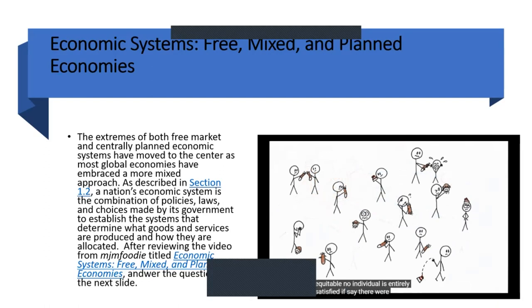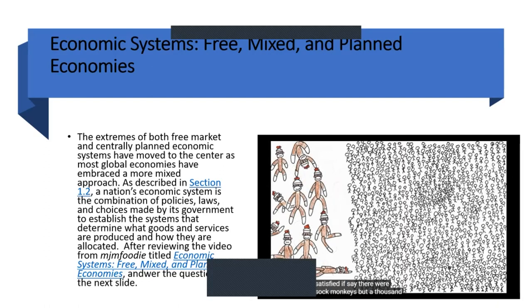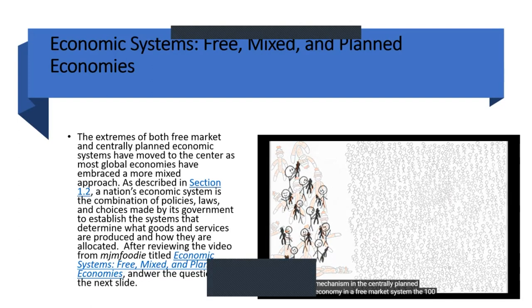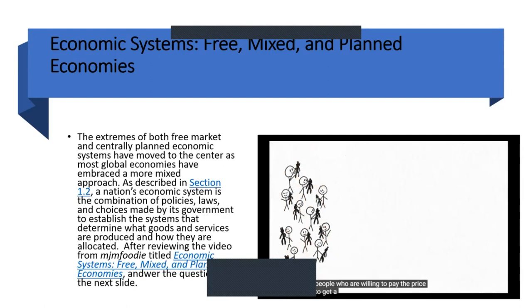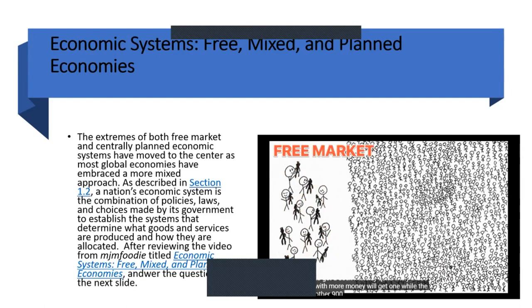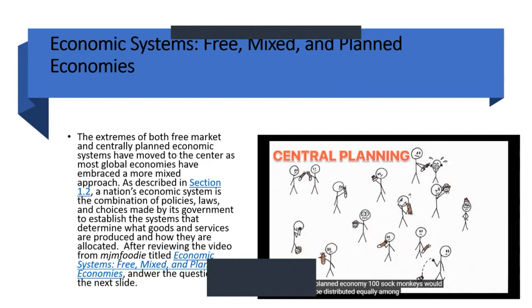If, say, there were 100 sock monkeys, but 1,000 people wanted a sock monkey, how would the allocation differ between the market mechanism and the centrally planned economy? In a free market system, the 100 people who are willing to pay the price to get a sock monkey, quite likely those with more money, will get one, while the other 900 will go without. In a centrally planned economy, the 100 sock monkeys would be distributed equally among the 1,000 people, so that each person gets 1/10 of a sock monkey. Everyone gets an equal share, but no individual is fully satisfied.